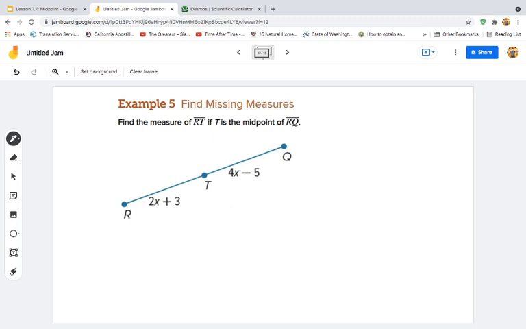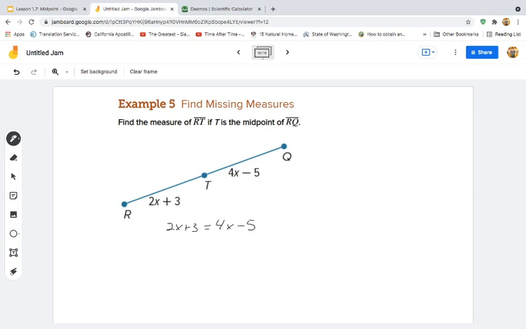Well, since T is in the middle, we know that RT and TQ are going to be congruent, or the same, right? If this thing is splitting RQ directly in the middle, that means it's bisecting it, or splitting it into two equal halves. And so really, if we know that RT equals TQ, we can just write that out algebraically. So that means 2x plus 3, RT, is going to be equal to TQ, which is equal to 4x minus 5.